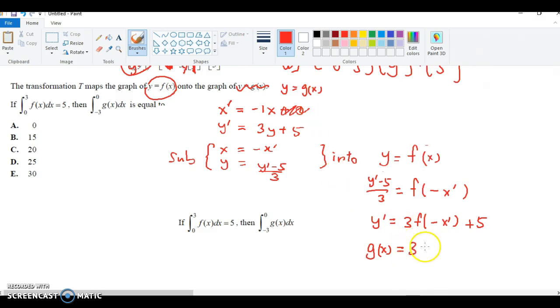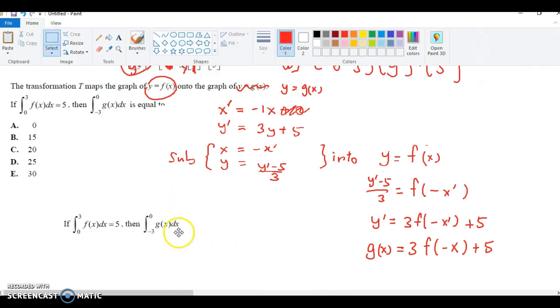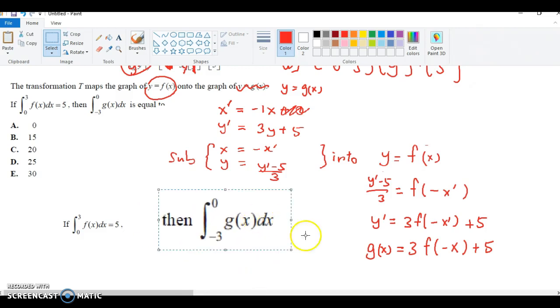So now I've got this. At the same time, I rub off the dash. This is what we end up with. Okay, so far? All right, and now we go back to the question. The question asks you to find the antidifferentiation of gx. Okay? So now find this. That's what they're asking. So I'm going to put 3fx plus 5 in there. So I'm going to do the actual question now.